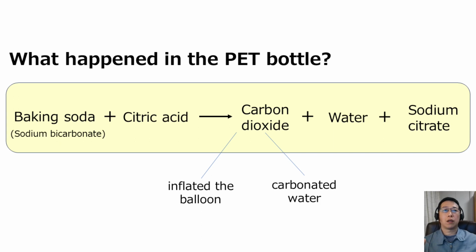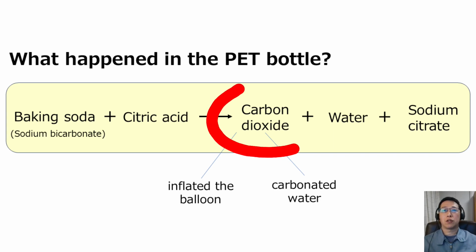By the way, the formal chemical name of baking soda is sodium bicarbonate or sodium hydrogen carbonate, but in this video we call it baking soda. Okay, so baking soda reacted with citric acid to give carbon dioxide, water, and sodium citrate.